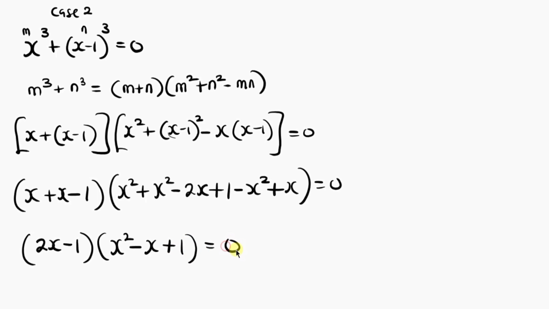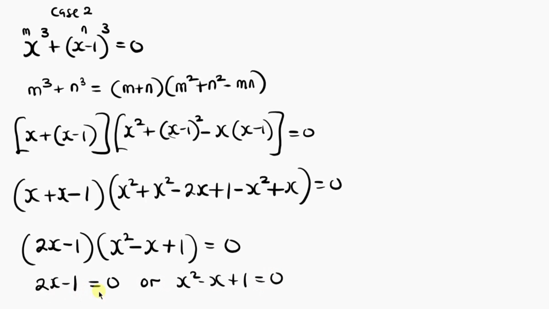Now we have something like this again. We have a factor and another factor equal to 0. And remember what I said? When we have two factors that are equated to 0, even more than 2, as long as it is equated to 0, we can take each of the factors and equate them to 0. So this is going to be 2x minus 1, which is this factor here, equated to 0, or this other factor, which is s squared minus x plus 1, will also be equated to 0.